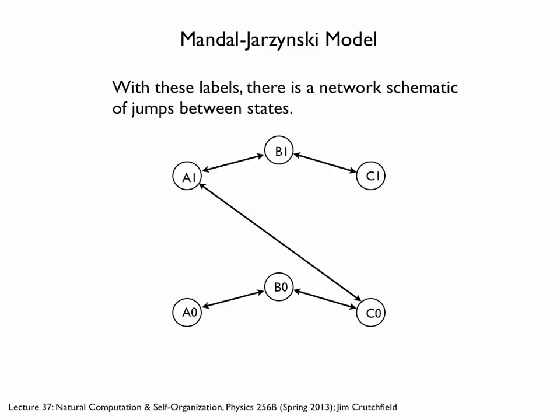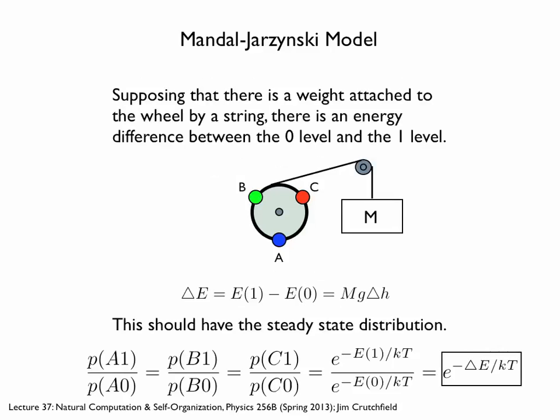And I've elevated the 1 states, the 1 rotation states, because if we suppose that there's a weight attached to this wheel by a string, there's an energy difference between the 0 and the 1 level. And that energy difference is the mass of the weight times gravity times the change in height that's associated with 1 rotation of the wheel. When you allow this system to undergo thermodynamic fluctuations between its states, the probability of the 1 state over the 0 state should have the steady state distribution. That's the Boltzmann distribution here.